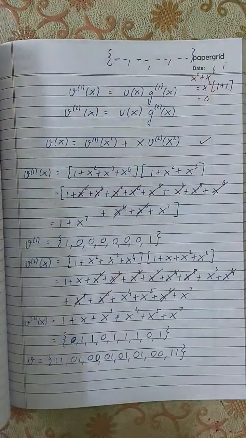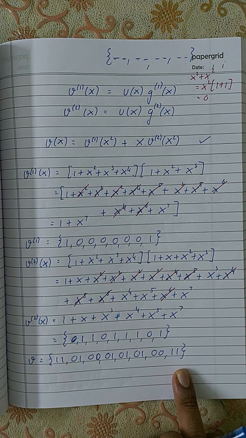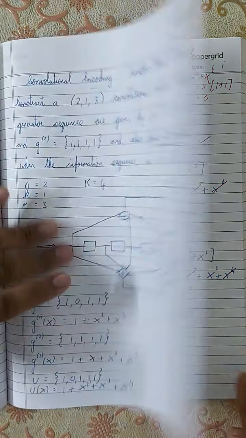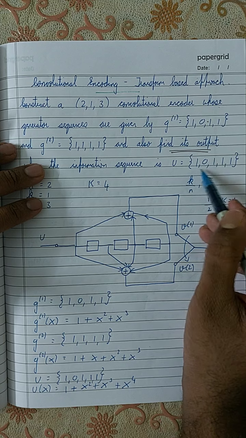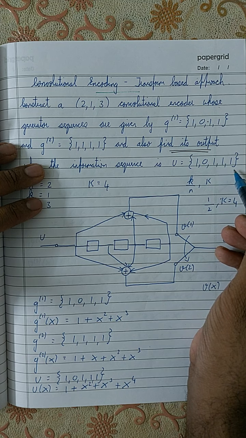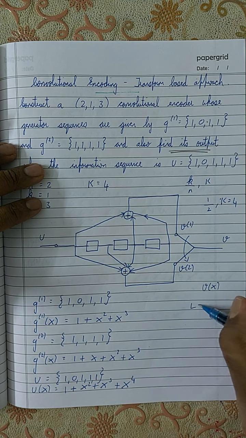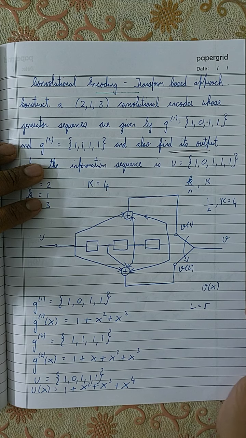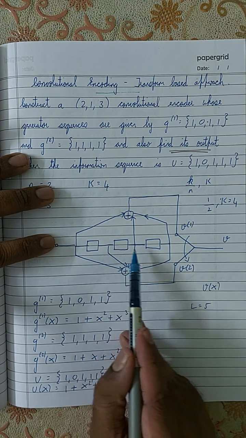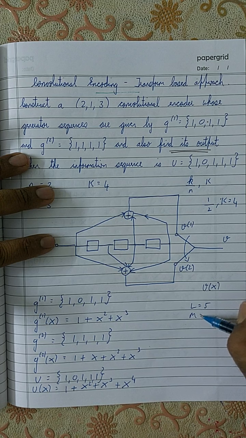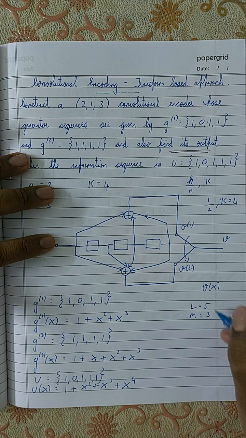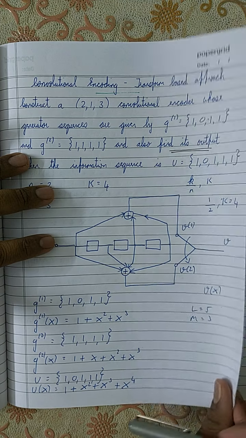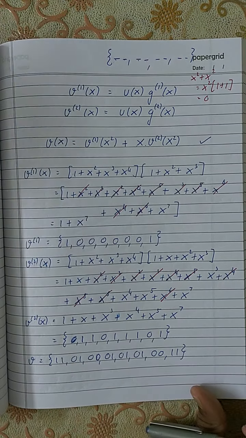So now, why are there 8 values? That I forgot to mention. Because the length of the information sequence is equal to 5, that is capital letter L. L is equal to 5, and also the number of shift register blocks is equal to 3, that is M is equal to 3. So therefore the total length of the sequence will be 5 plus 3, which is equal to 8. Okay, this is the answer.